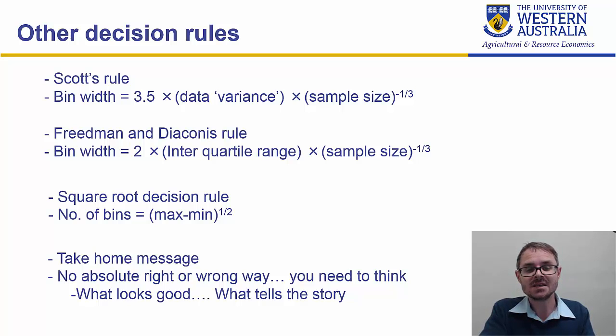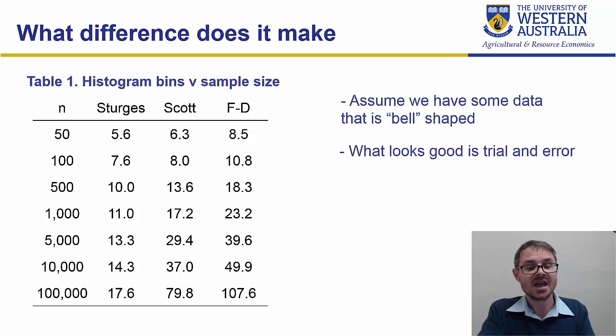So what's my take-home message? There's no right or wrong number of bins to use in a histogram. You have to use judgment. What would be good for you to know is how these different decision rules play out in practice, and I've got some examples here. The way it works is I've ranked them. With Sturges, as the sample size increases, the number of bins, or the number of columns in your histogram, grows relatively slowly. When you use Scott, it's in the middle, and when you use FD, the bins grow very rapidly. So which one you use depends on which one looks good.